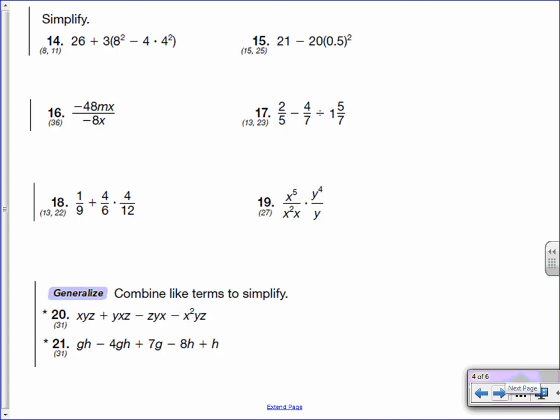Simplify, I'm going to use order of operations here. So I do the inside parentheses first, and then inside those, exponents come first. So I'm going to say that 8 squared is 64, and 4 squared is 16. And then inside the parentheses, I would do the multiplication. So I have 4 times 16, and 4 times 16 is 64. 16 plus 16 is 32, and 32 and 32 is 64. And then I finish up what's inside the parentheses, which is 64 minus 64, which is 0.